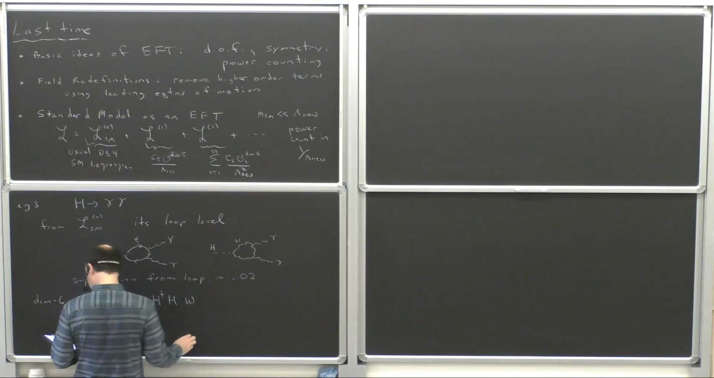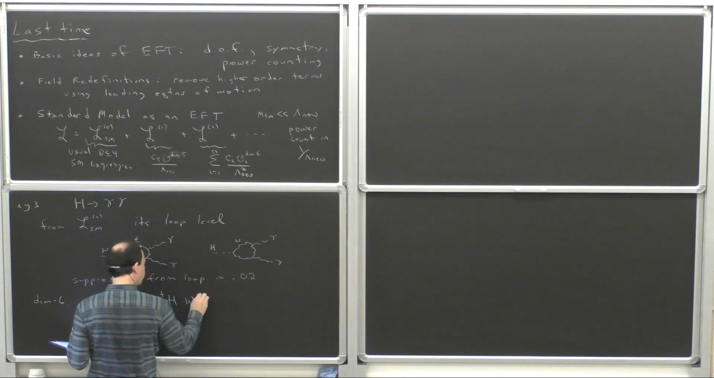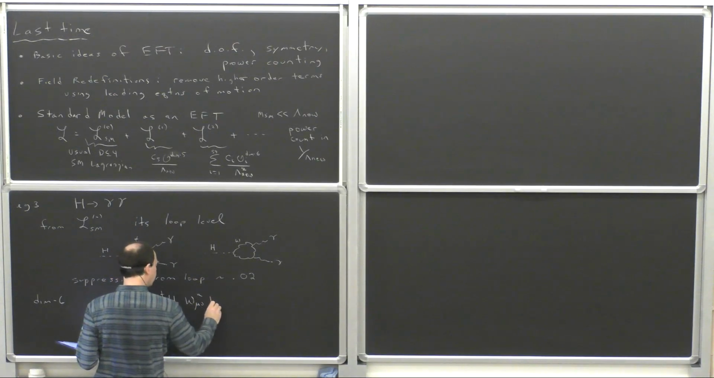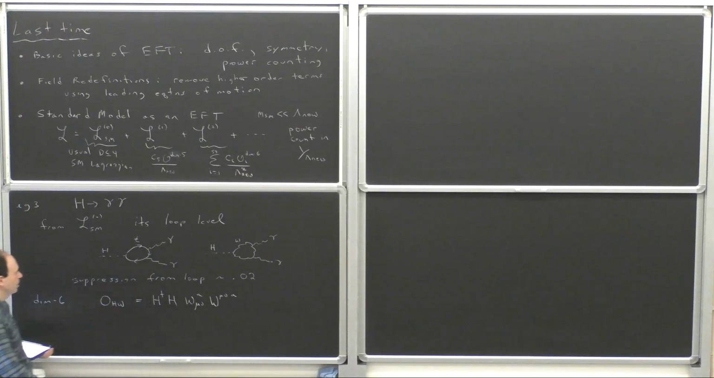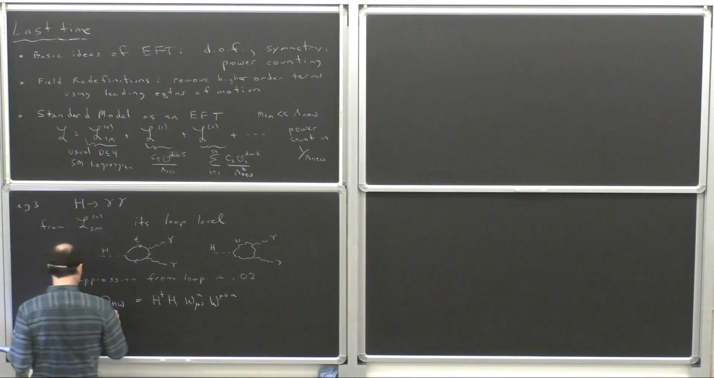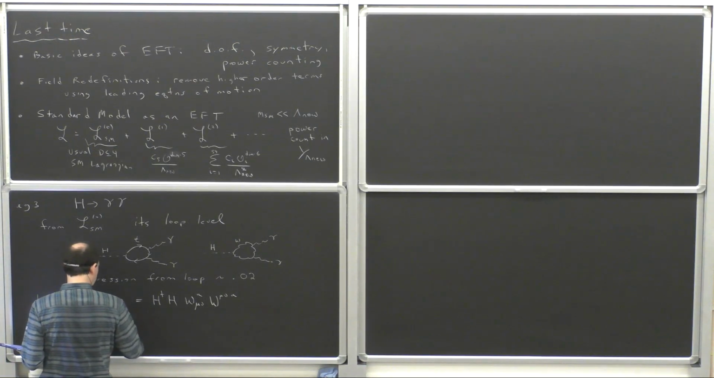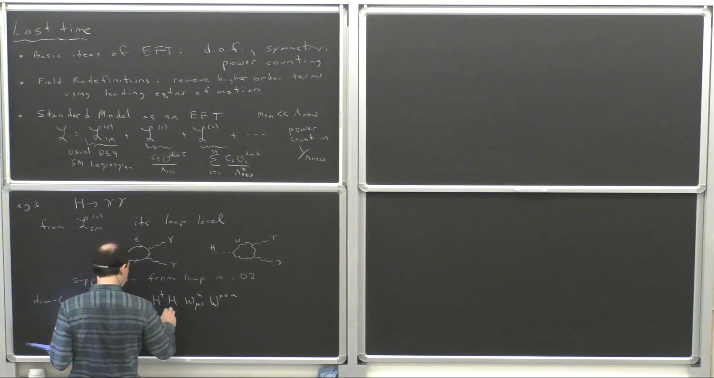We need a Higgs field. We need a photon field. Remember that the photon field lives inside 2 different field strengths. We have 2 photons, so we need 2 field strengths. We can write down an operator like this. The W mu nu is the one for the SU(2) left, and we have an analogous one for the U(1) of hypercharge.